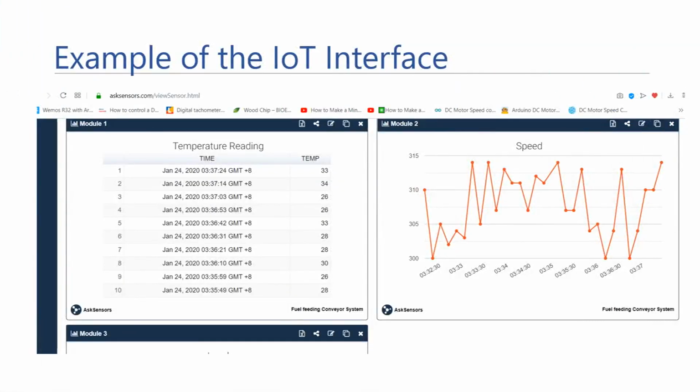Here's an example of the IoT interface. I used Ask Sensors, which is an IoT platform, to help me with my project that I did for university. Over here you can see that I have two modules and two readings. One is for temperature and one is for speed. When my circuit was connected, all the information could be accessed by using this interface.